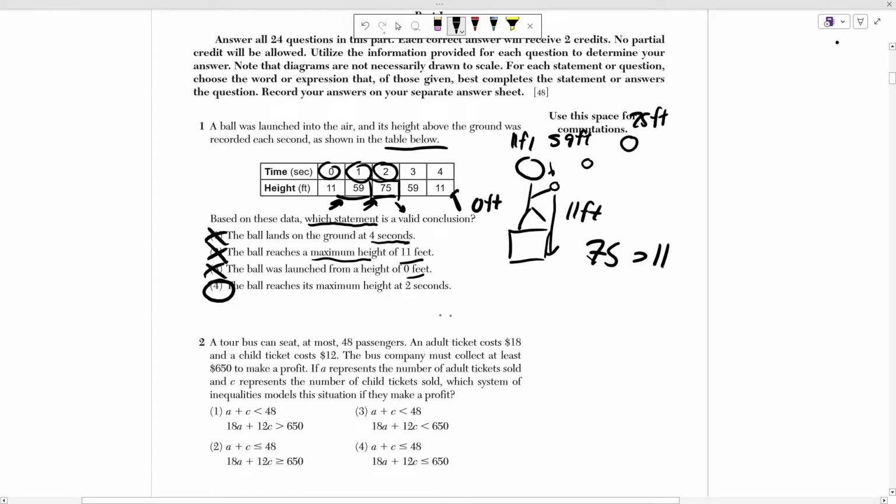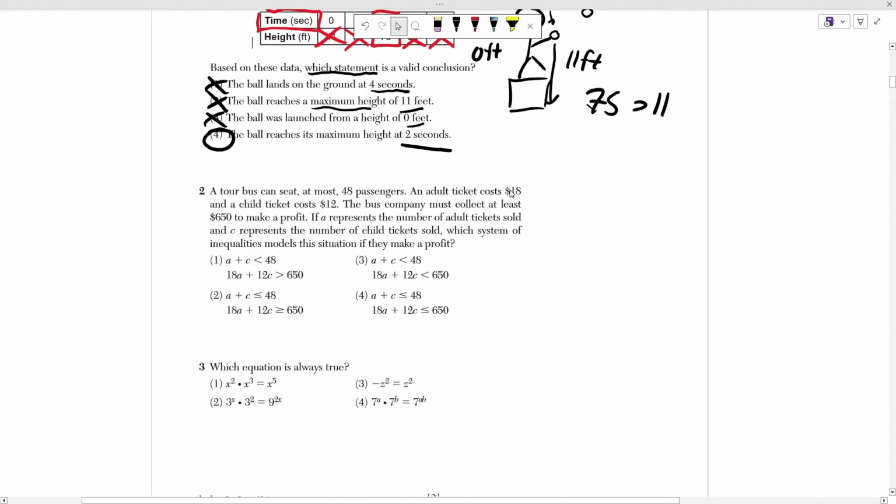The ball reaches its maximum height at 2 seconds. We just said that the highest number for height was 75, right? Look, the ball reaches a height of 75. 75 is greater than 59, and it's greater than 11. When does the ball reach this greatest height? Well, it reaches it at time 2 seconds. So it takes the ball 2 seconds to reach the peak, or its highest height.